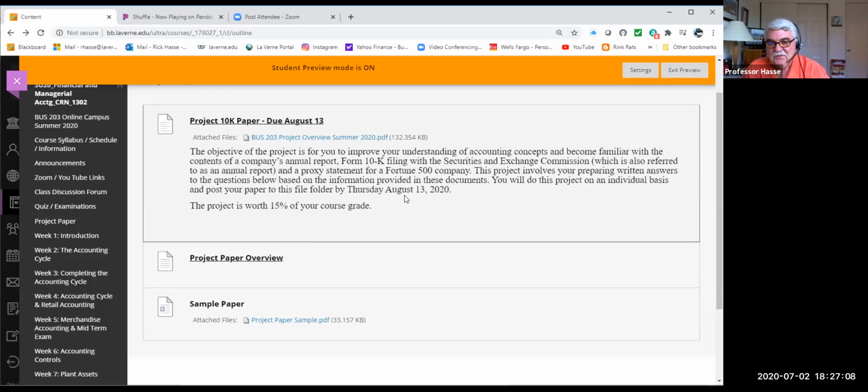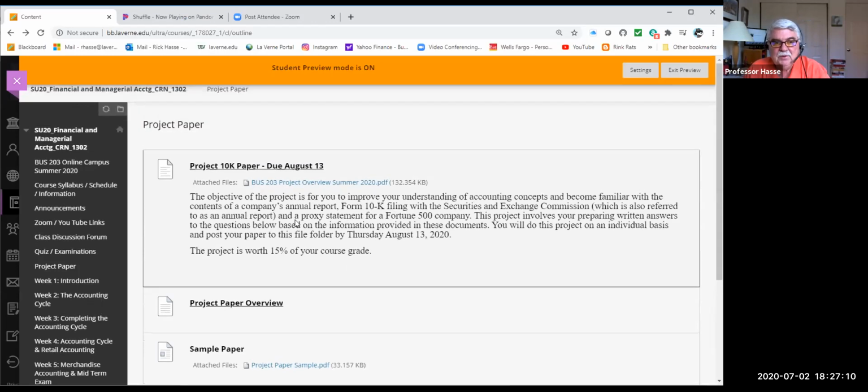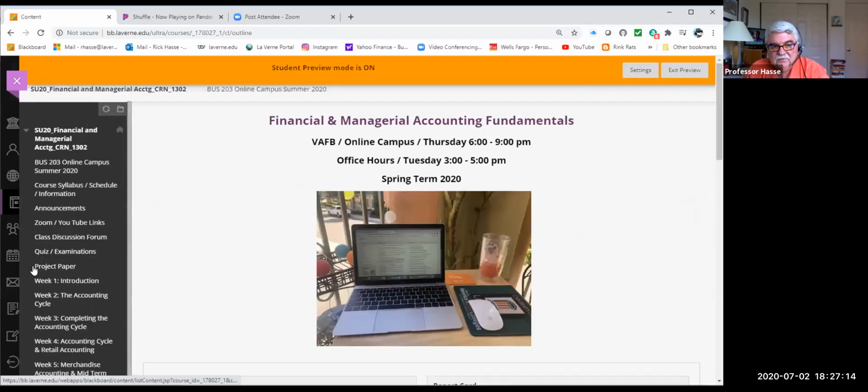Okay, so there we go. That's the project paper posted in Blackboard. There's the project paper file right there, file folder on the left-hand side, and you can see it there. And you can begin the process of picking your company this week, and then begin the paper. And I will be along your side the whole way in case you have troubles. But it's pretty straightforward. You'll see.